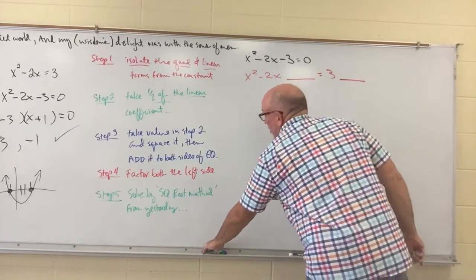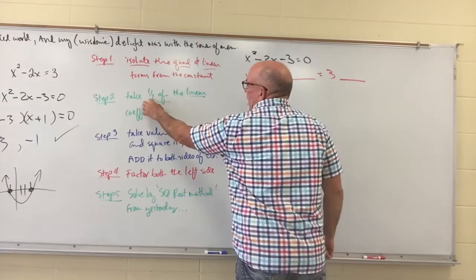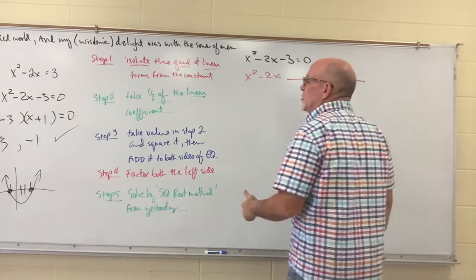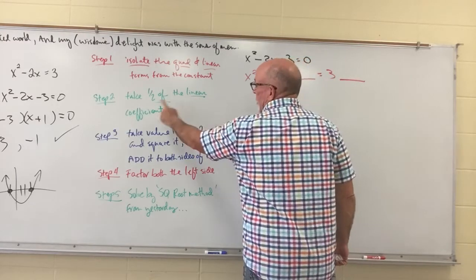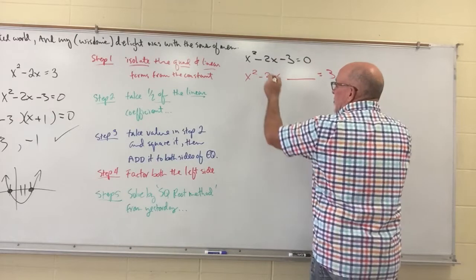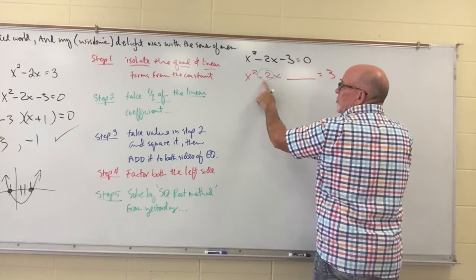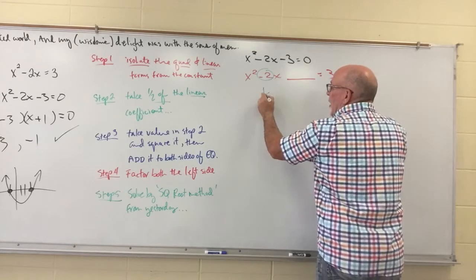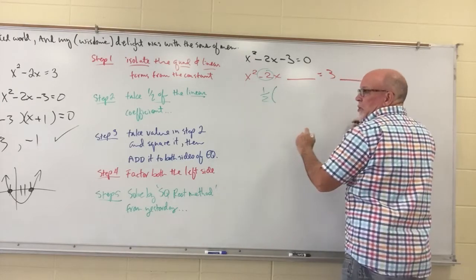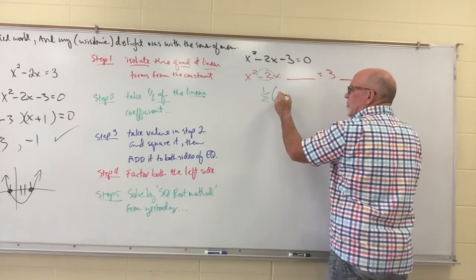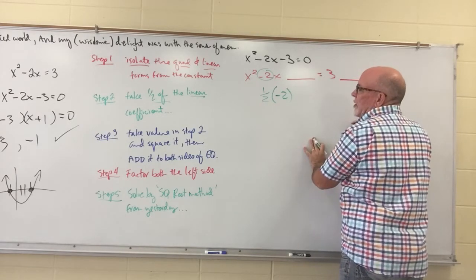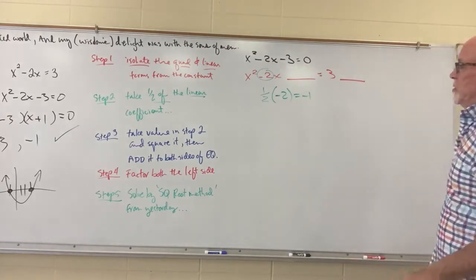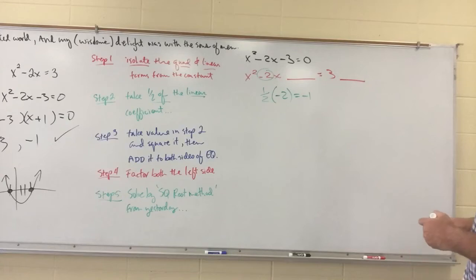Step number 2, take 1/2 of. Of means multiply. We're going to take 1/2 and we're going to multiply it times the linear coefficient. -2 is the coefficient to the linear term. So for us, we're taking 1/2 of -2. So it's 1/2 times -2, which equals a -1. So that is step number 2. Take 1/2 of the linear coefficient.